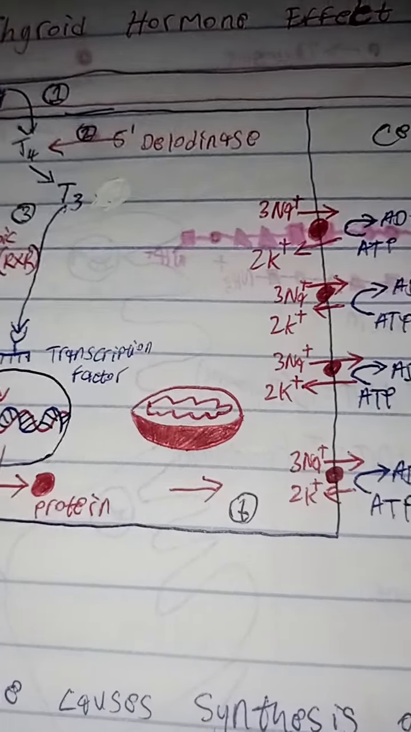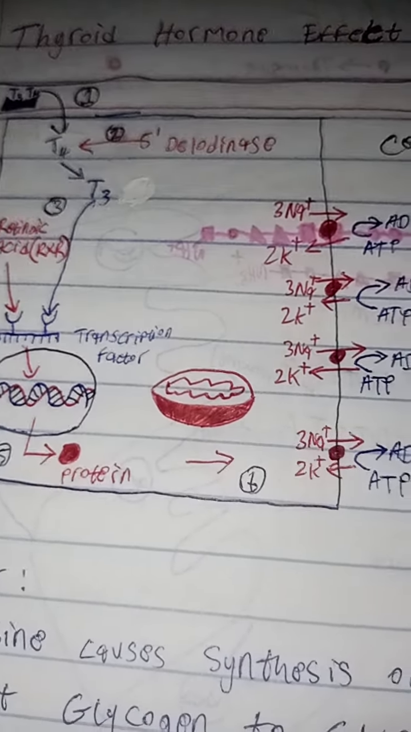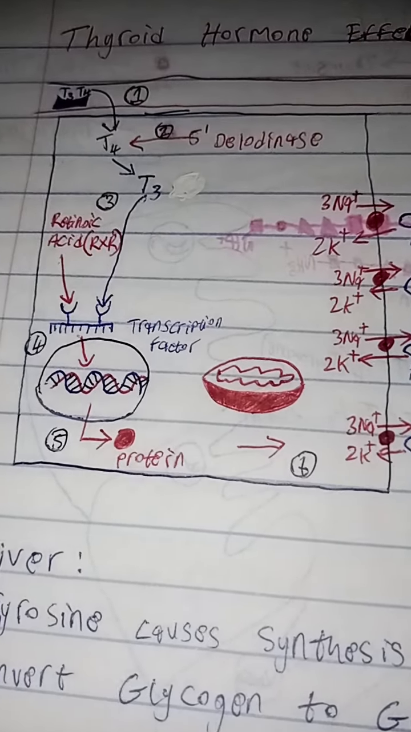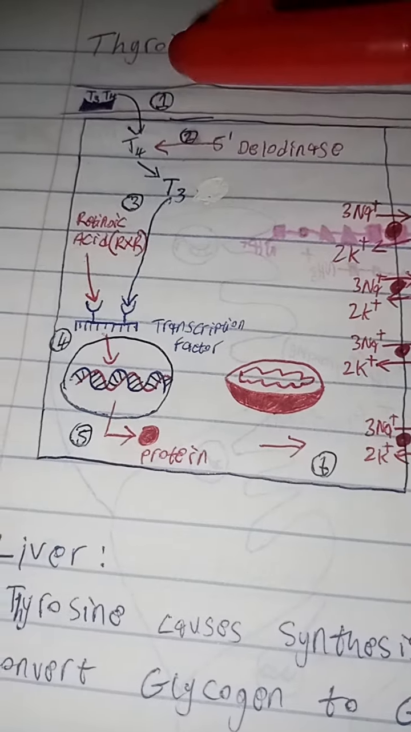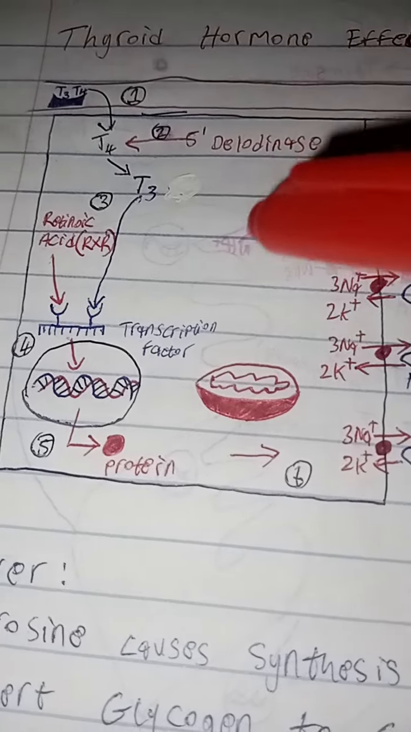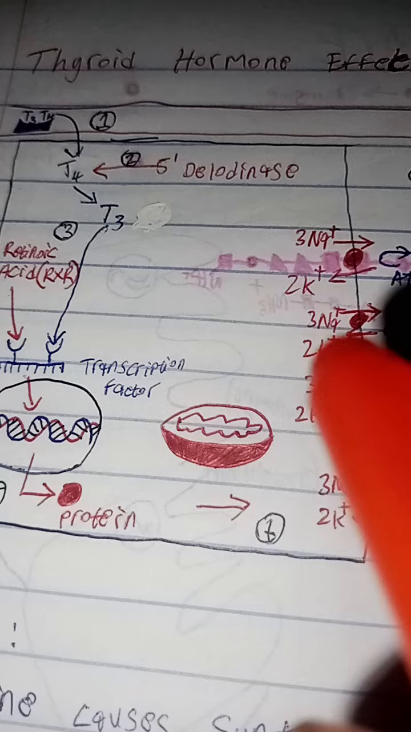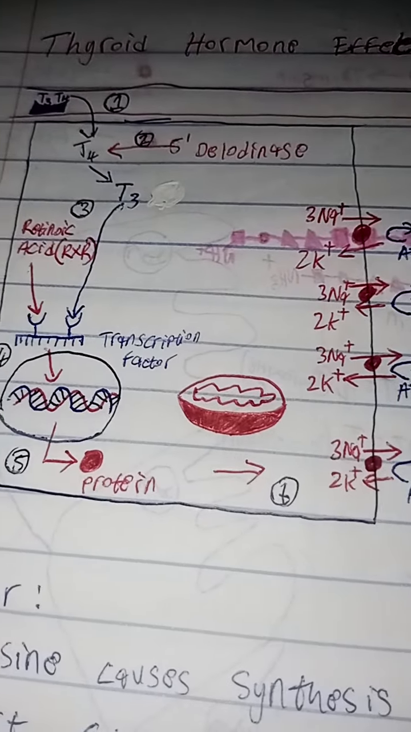In today's video, we'll be looking at how thyroid hormone does this action. Now, last time we talked about how thyroid hormone is formed. So, at the end of the day, we had T3 and T4. Now, T4 goes into the cell and is acted on by 5' deiodinase and turns into T3, because T3 is the active form of thyroid hormone.